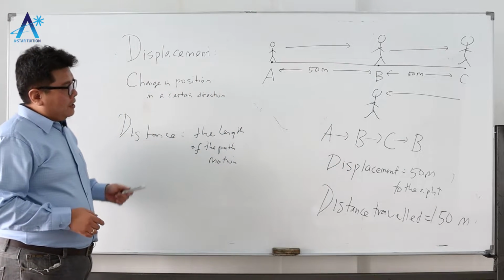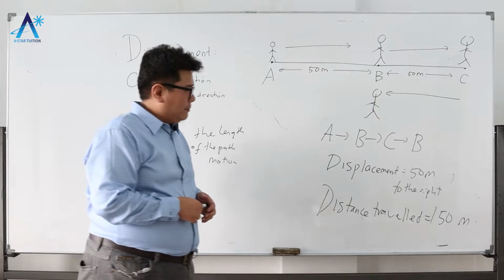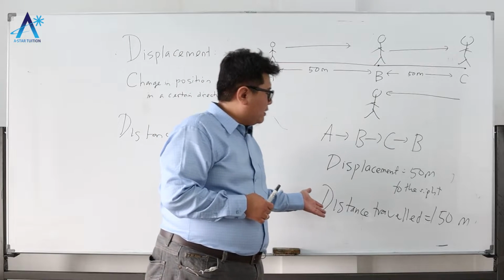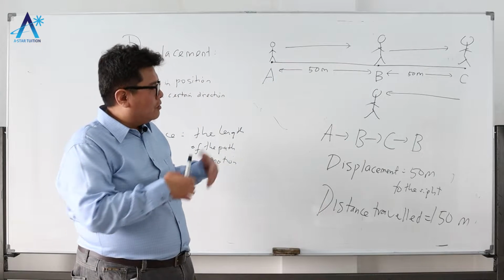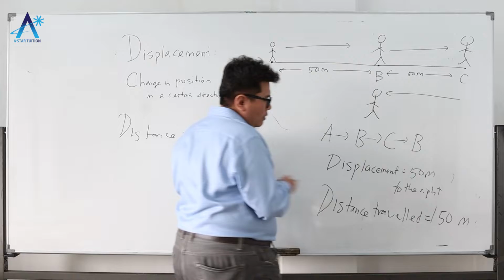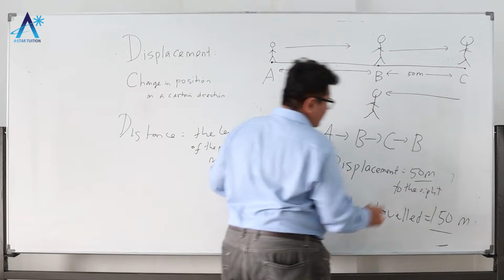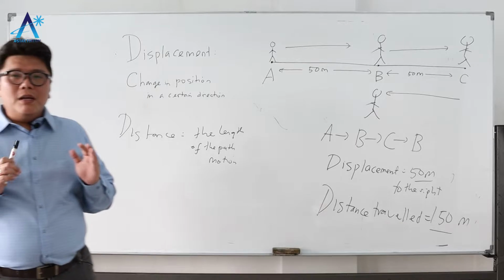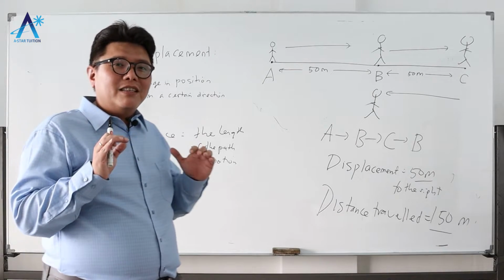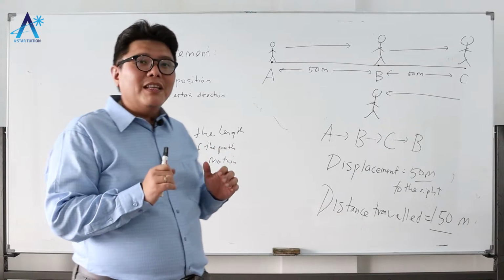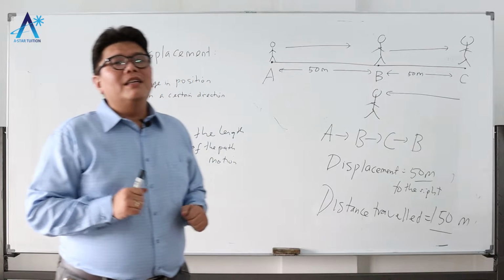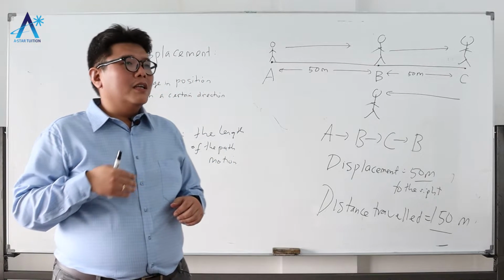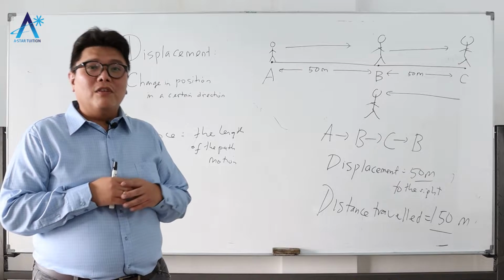Now, you can see that not only is distance traveled a scalar that has no direction, even the magnitude itself is different from displacement. So I want you to please make sure that you understand the distinction between displacement and distance. Okay, now let's move on to the next concept, which is about velocity.